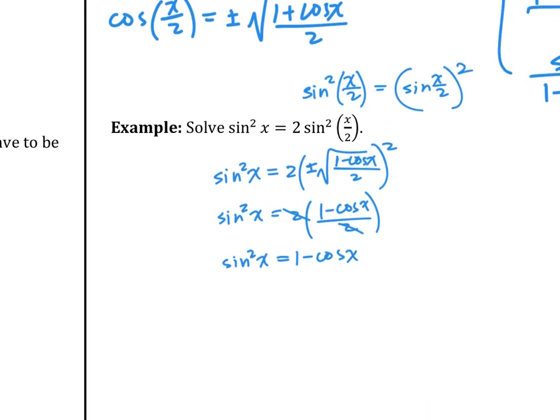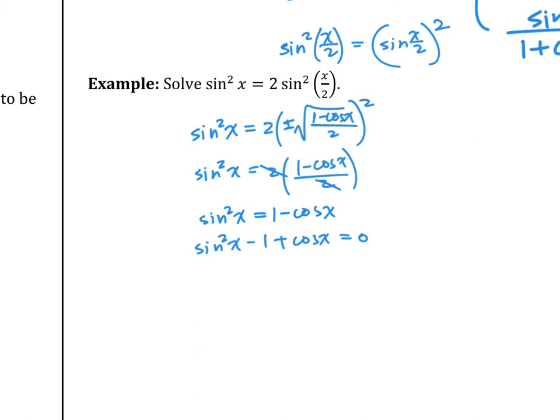Anytime I have a squared something, most of the time we're going to make it equal to 0 and try to solve that. So minus 1 plus cosine x equals 0. I don't know how to solve this, especially because this one's in sine, this one's in cosine. So it would help if I were to turn everything into cosine. So I'm going to do that. Sine squared is equal to 1 minus cosine squared. And then I keep the rest of these. The ones are going to cancel. Minus cosine squared plus cosine equals 0.